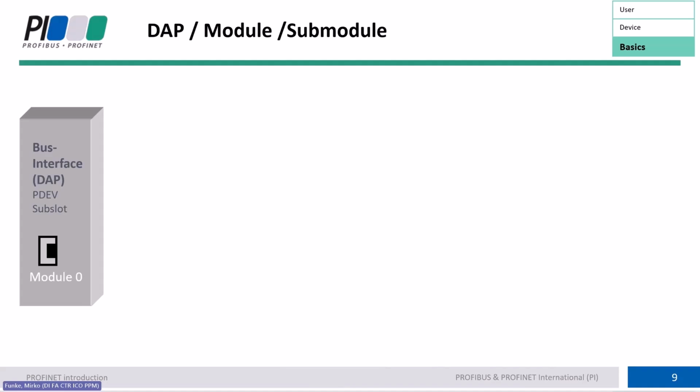How is the configuration now done? This is now the logical view of that, what we have seen now from the engineering system. So this is now where it comes a little bit more to the case of how do I develop and what to do there. We have always in our configuration a bus interface.